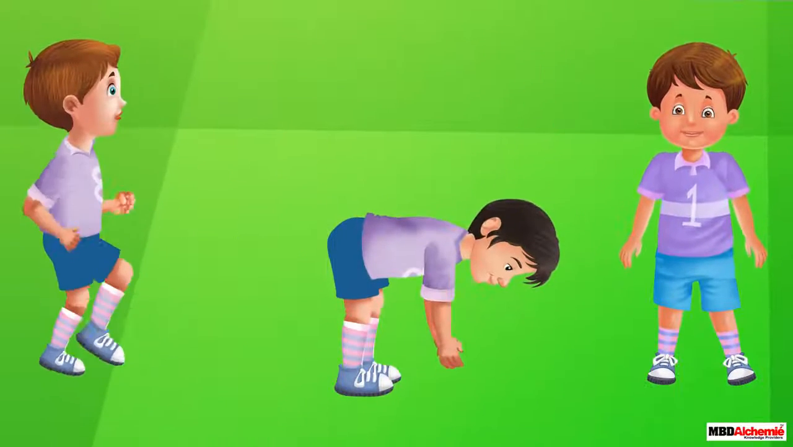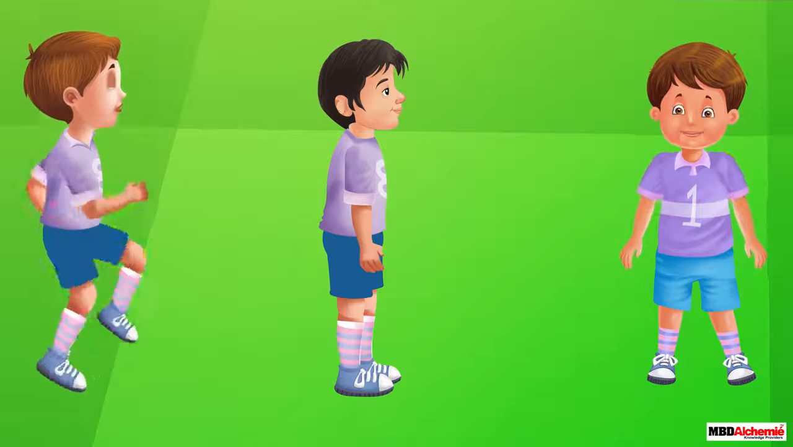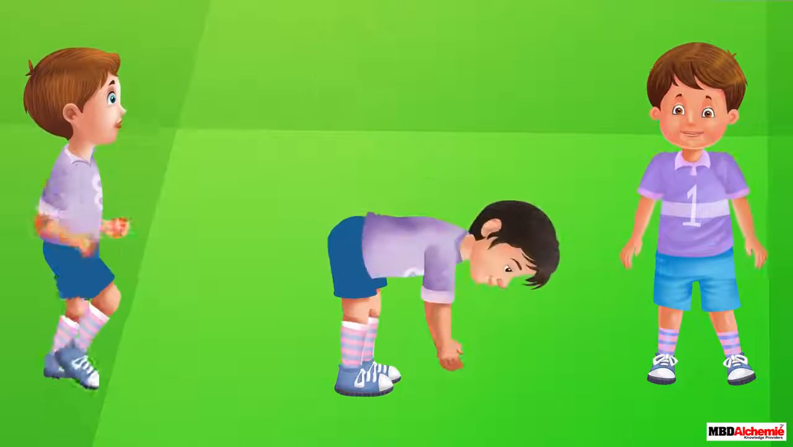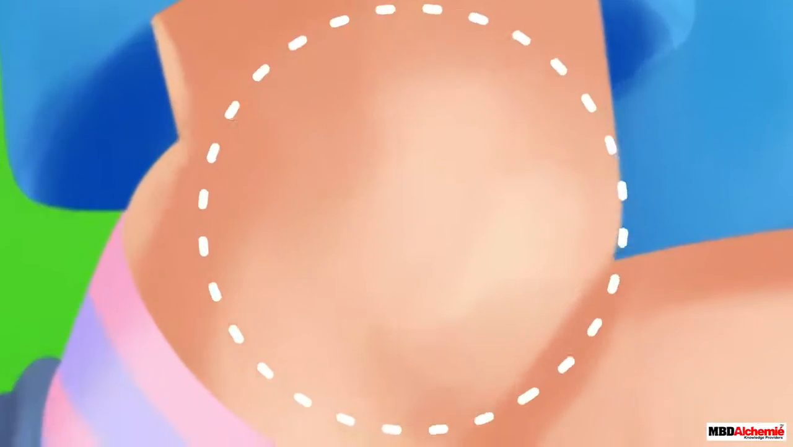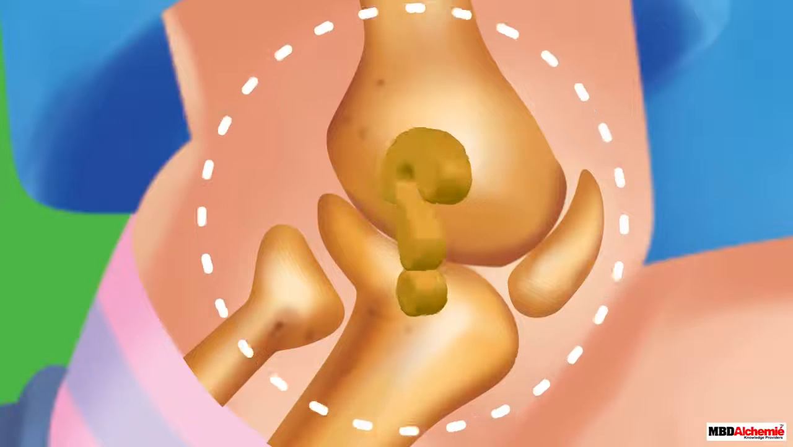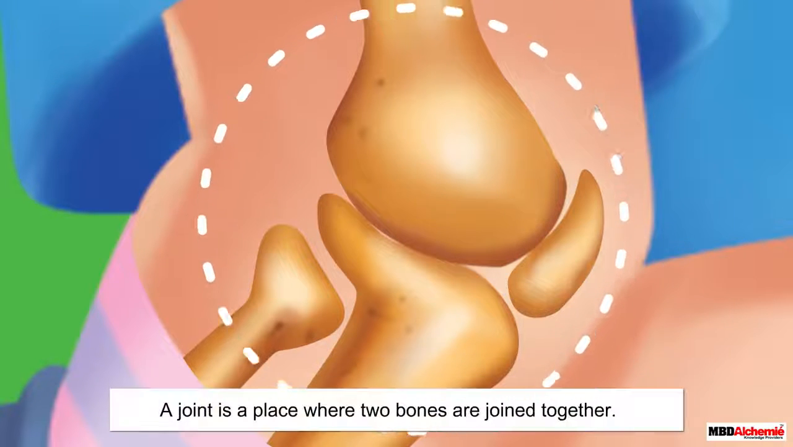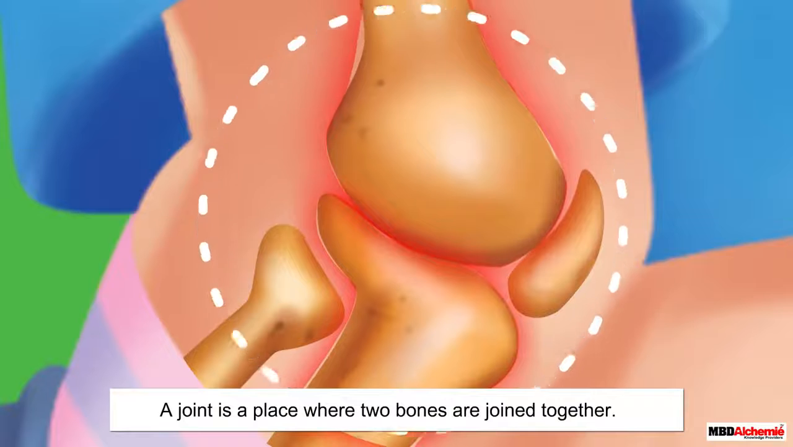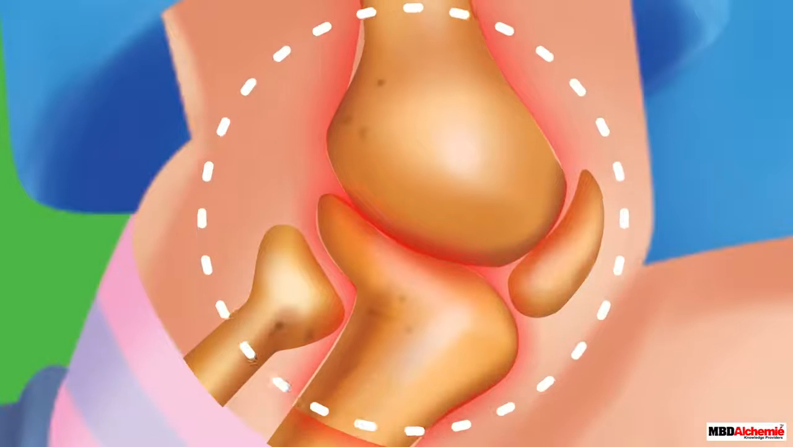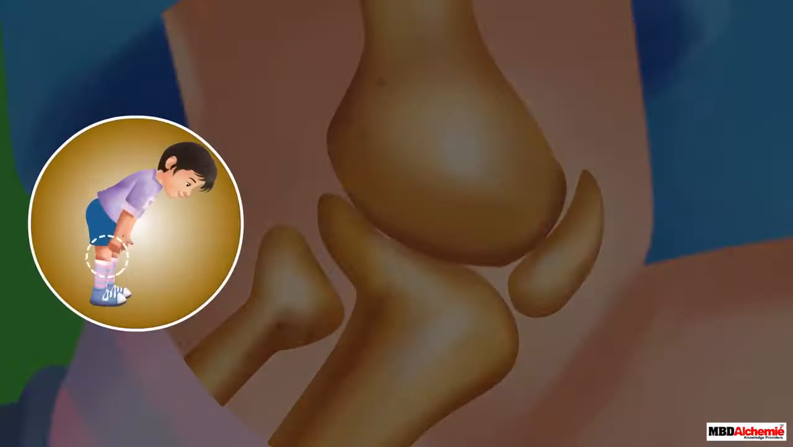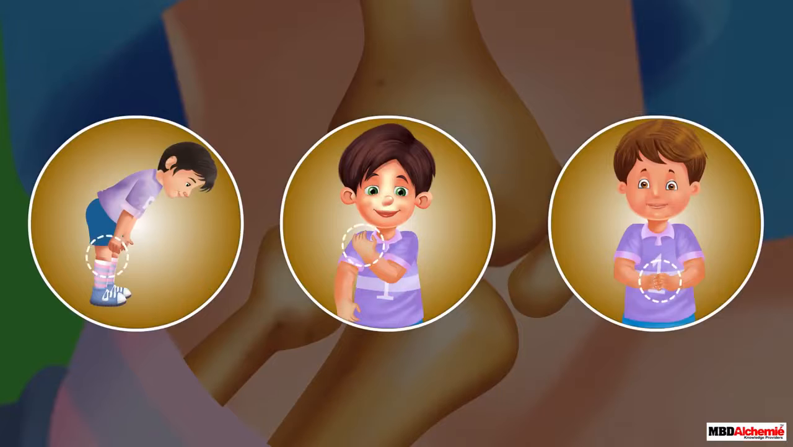You can do these movements easily because your body is flexible. Such flexibility in our body is due to the presence of joints. Do you know what a joint is? Well, a joint is actually a place where two bones are joined together. Press your hand against your knee, shoulder, or your fingers. You can feel your joints there.